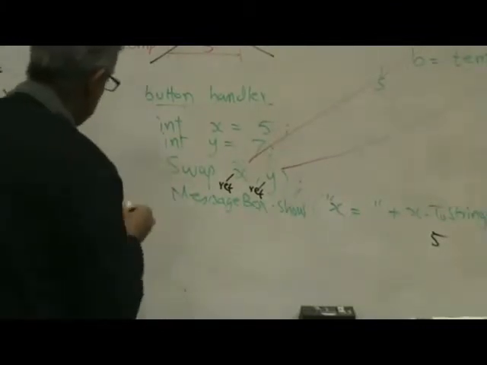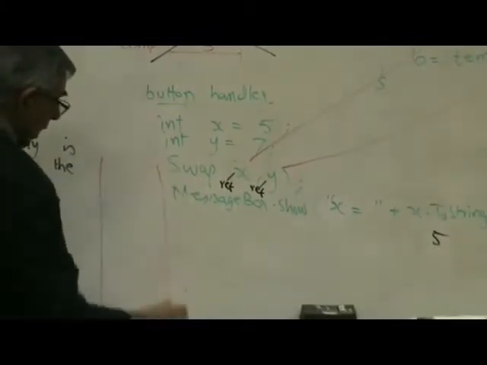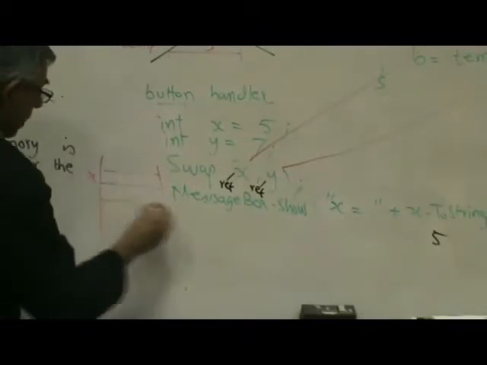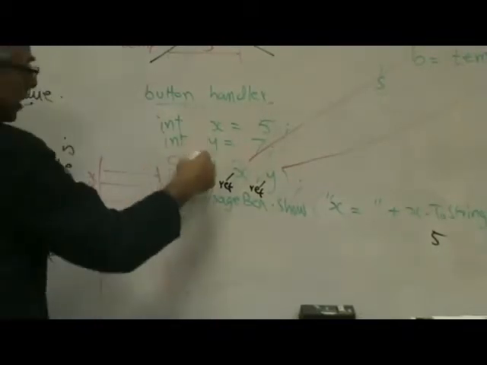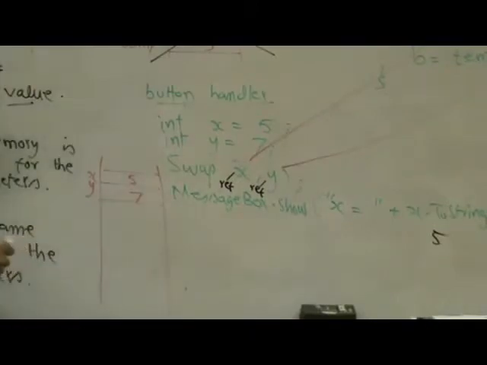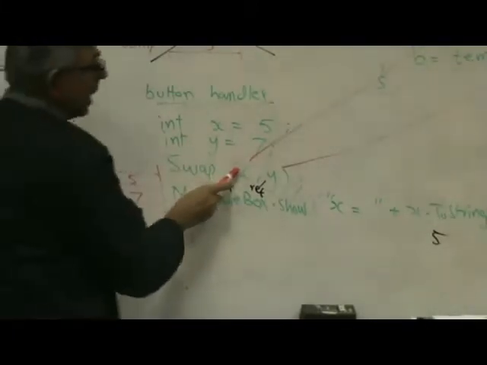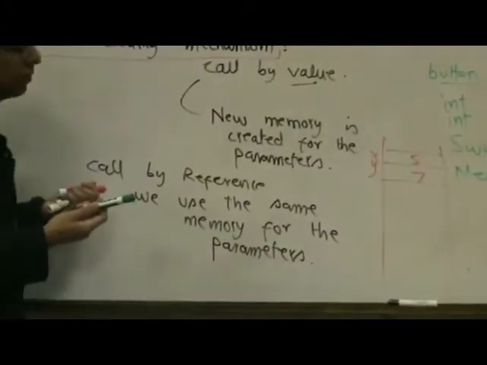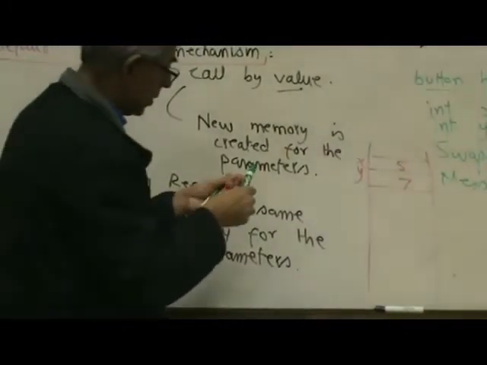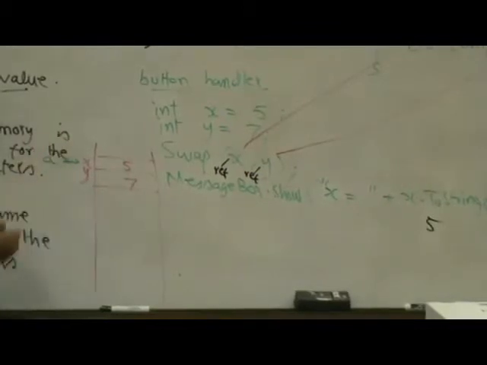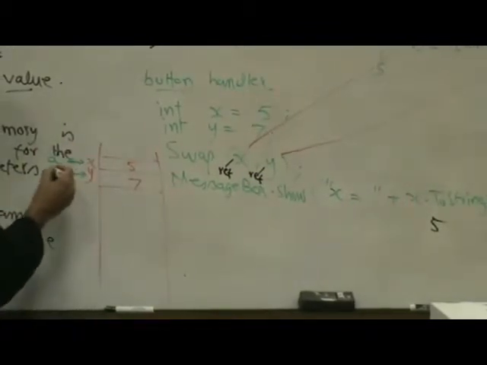Again, the computer will start out by allocating memory for X, memory for Y, putting 5 over there, 7 over there. Now, again, X corresponds to A, Y corresponds to B, so there's a positional association. However, now there's a ref keyword. And as I mentioned, in call by reference we don't create new memory for the parameters. So what the computer will do is temporarily rename X to be A, temporarily rename Y to be B.